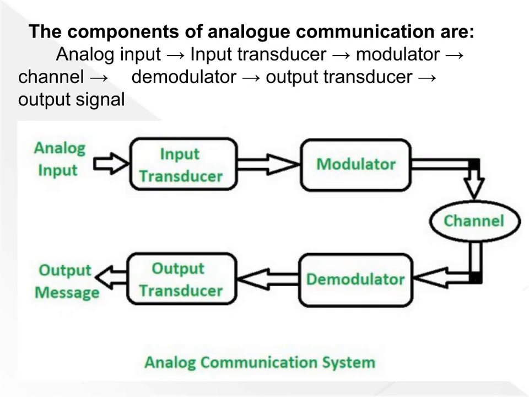Let's take a closer look at the components of analog communication. At the very start, we have the analog input, which is the original signal we want to transmit. This input is then captured by an input transducer, a device that converts the physical signal, like sound or light, into an electrical form. From there, the signal goes to the modulator, where it is prepared for transmission by altering its properties to suit the channel.